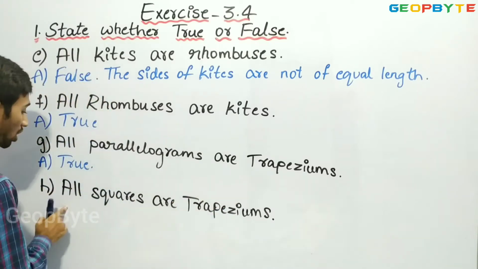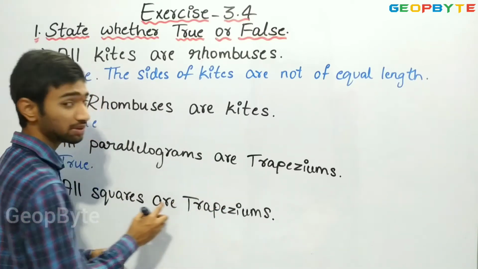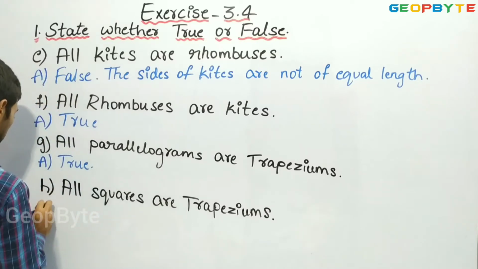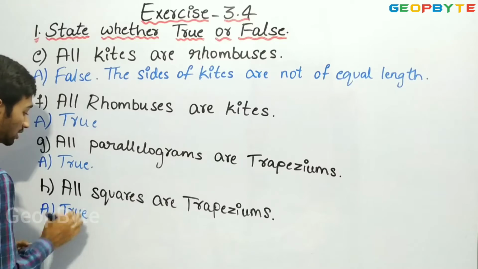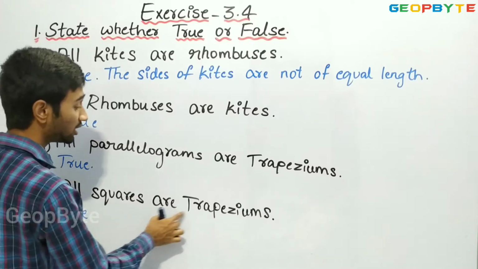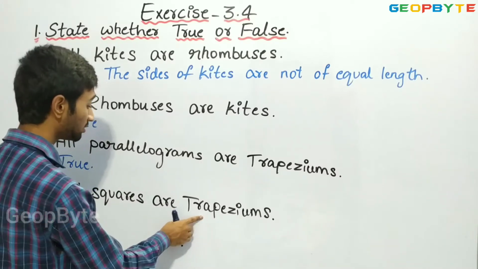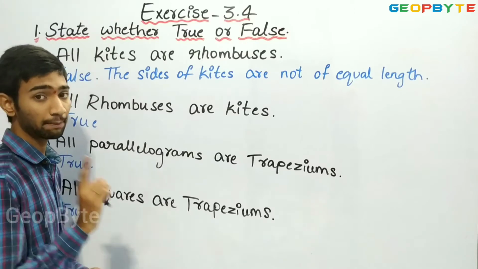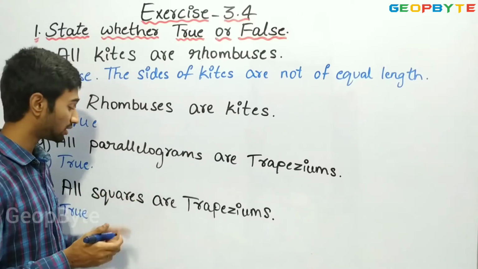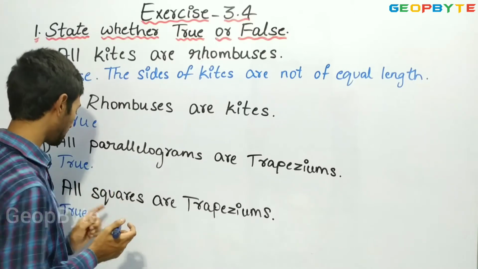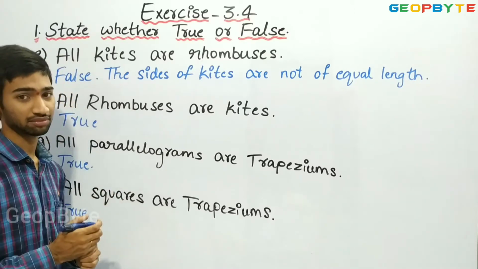Next, H. All squares are trapezium. True. Yes, all squares are trapeziums because in trapezium we have one pair of parallel sides. So in square also opposite sides are parallel. So therefore all squares are trapeziums.